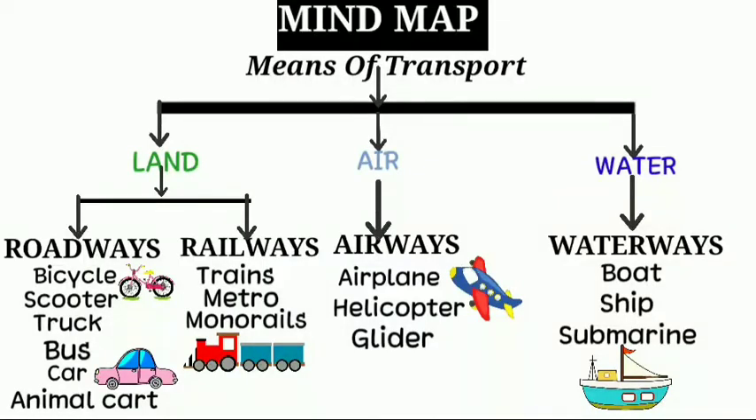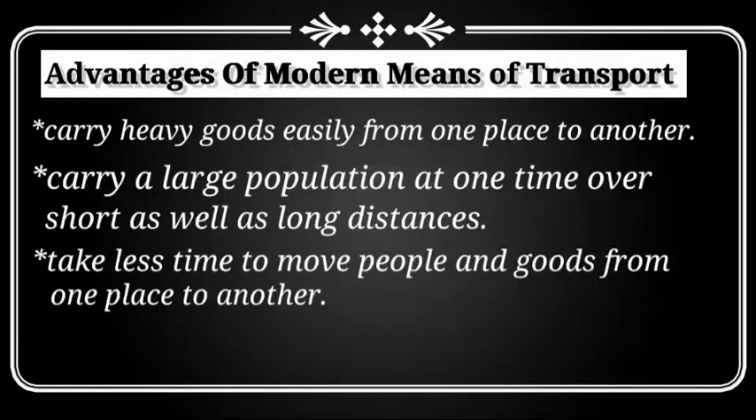Mind map of means of transport. Children, you will draw this mind map in your notebooks along with the colored pictures of different vehicles. Now let's talk about advantages of modern means of transport. Modern means of transport helps in carrying heavy goods easily from one place to another. It helps in carrying a large population at one time over short as well as long distances. It takes less time to move people and goods from one place to another.